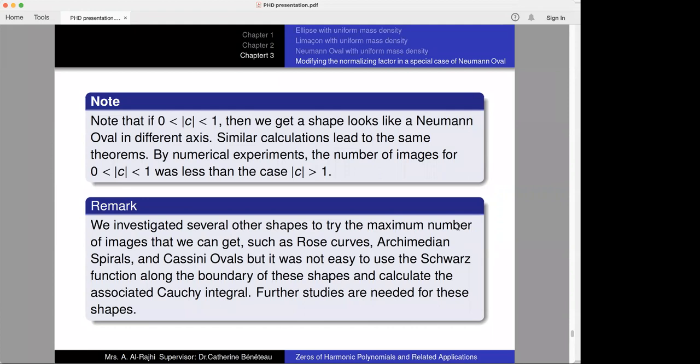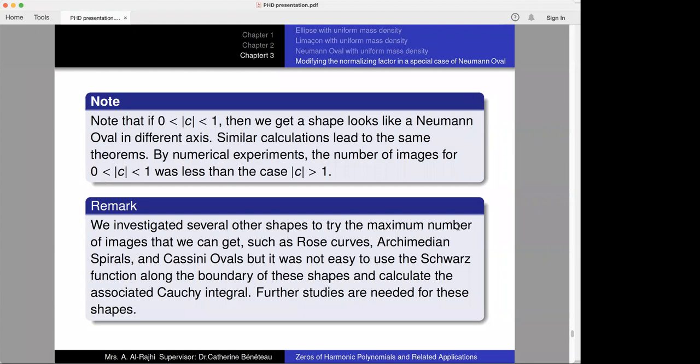What about when the absolute value of c is less than 1? We will have a shape that looks like a Neumann oval, but on different axes. With the same calculation, we will get the same theorem. And by numerical experiment, we couldn't get any more images. It will be fewer.